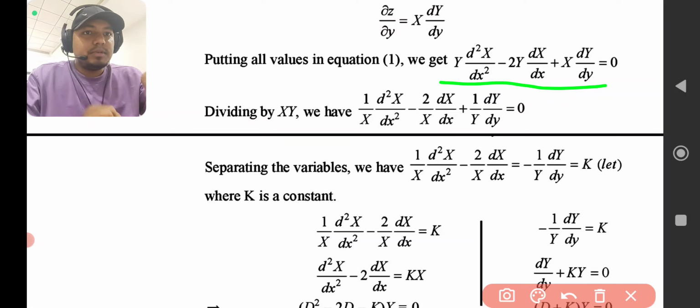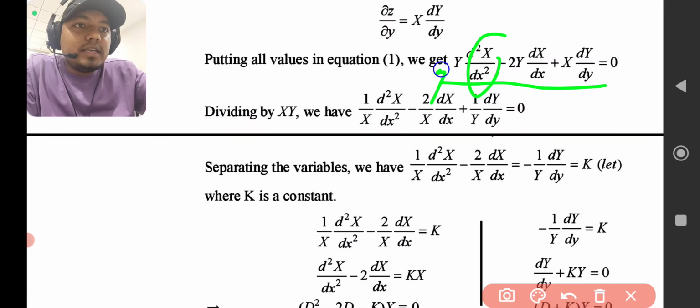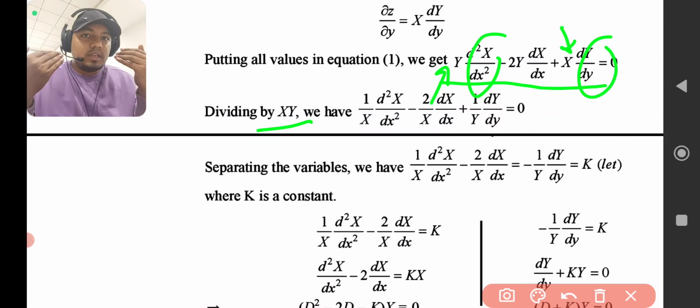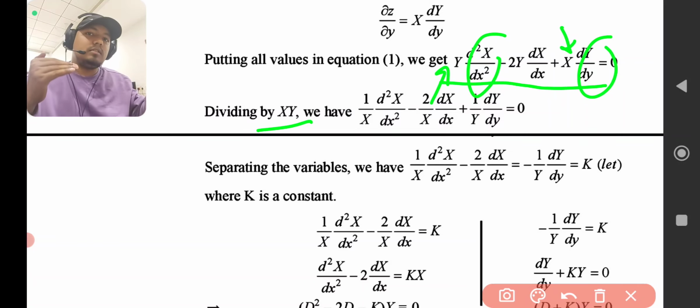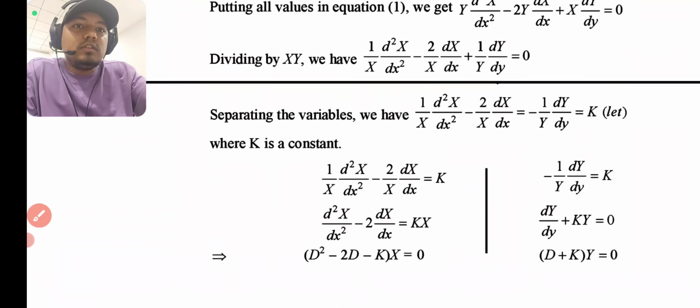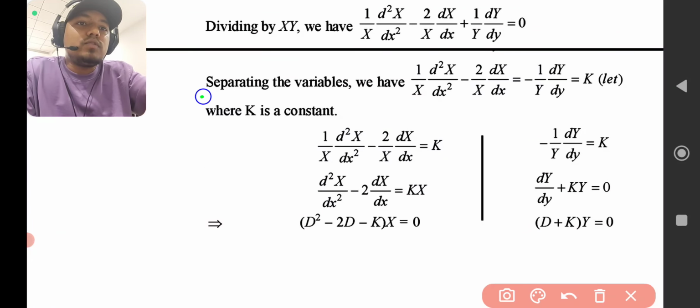After that, the variables need to be separable. But the problem is that with the x term, y is multiplied, and with the y term, x is multiplied. So divide by xy throughout the equation so that x stays only with x and y only with y. Okay, so what will you do? You will divide by capital XY. After dividing by capital XY, you have to separate the variables.